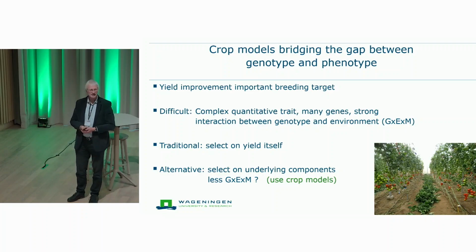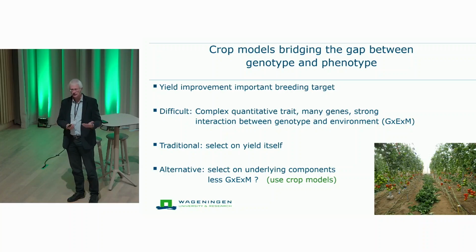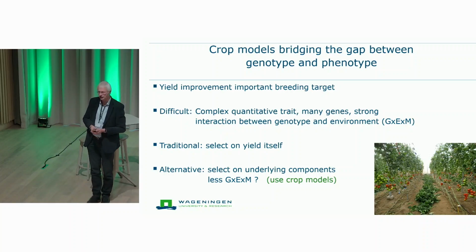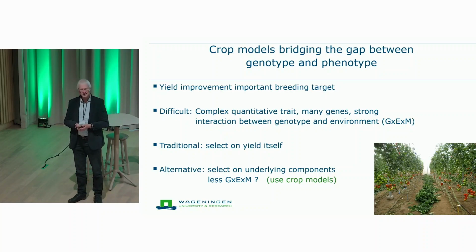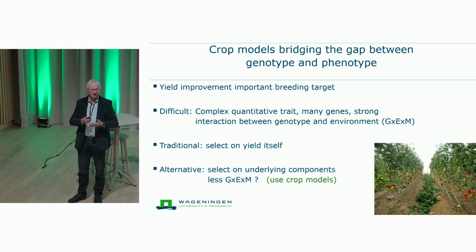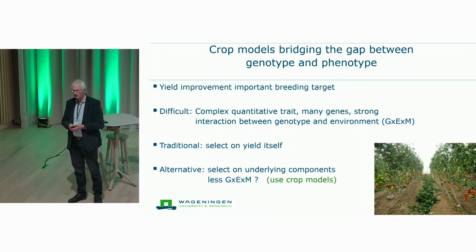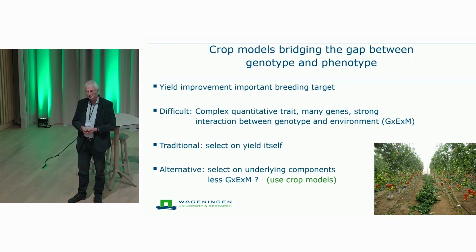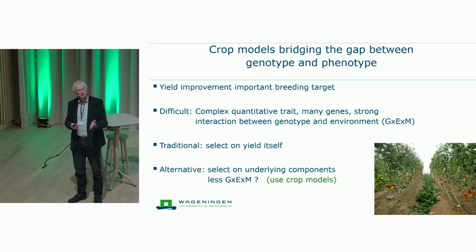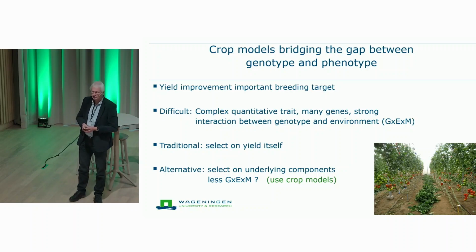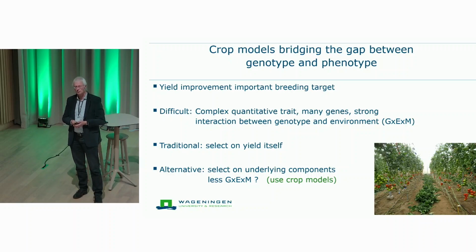Well, what I have here in this sheet, it was mentioned already by several presenters before. Yield is an important target for breeding, but it's also difficult because it's a complex quantitative trait with many genes and a strong interaction between genotype and environment and even management. Traditionally, with selection in breeding, we can get quite far, but what I propose here in these 15 minutes is an alternative way, where perhaps we can get even farther: we select not on yield itself, but on underlying components. And then from these components, we have to go back to the level of yield.